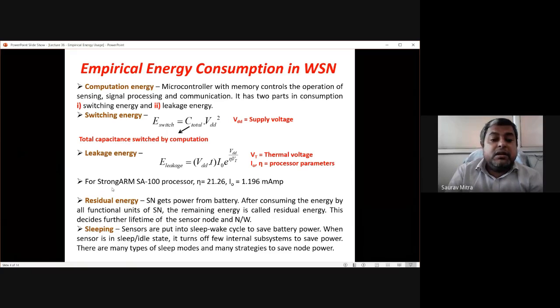For the StrongARM SA-1100 processor, eta is equal to 21.26 and I naught is equal to 1.196 milliampere. So for a certain processor, all these parameters are mentioned with units.